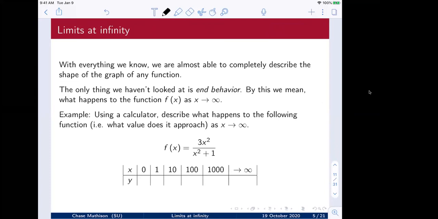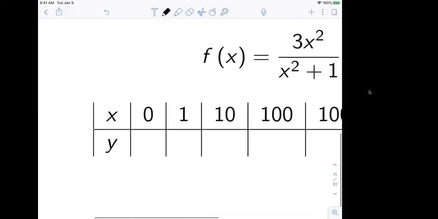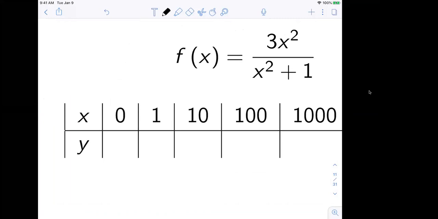So as an example, using a calculator to describe what happens to the following function as x approaches positive infinity. f of x is equal to 3x squared divided by x squared plus 1. So when x is equal to 0, what do we get for f of x here? Well, I'm going to get 3 times 0 squared over 0 squared plus 1. So that's 0 over 1, and that is 0, right?